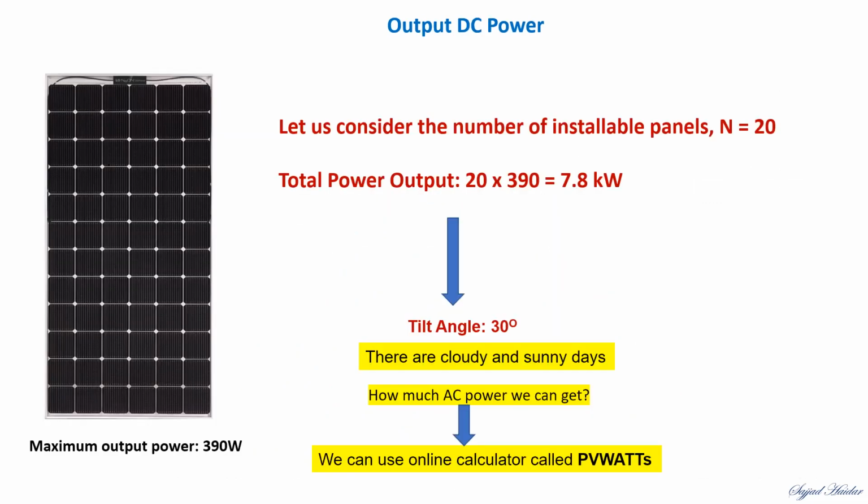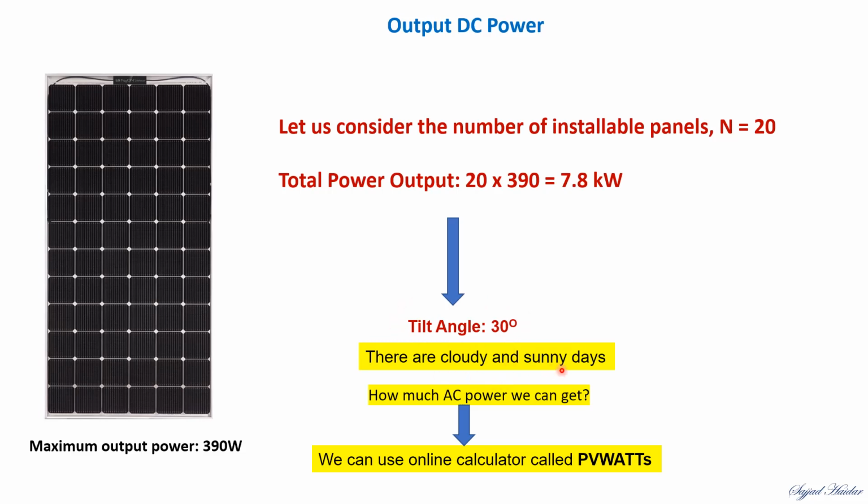So how much power can we get over the year on average? First, we need to find the DC maximum power from a panel or number of panels, and then the tilt angle, and then the sunshine hours. So let us consider that we are using 20 panels and the total DC maximum power is 390 multiplied by 20, that is 7.8 kilowatts. And we also consider the tilt angle to be 30 degrees for Vancouver.